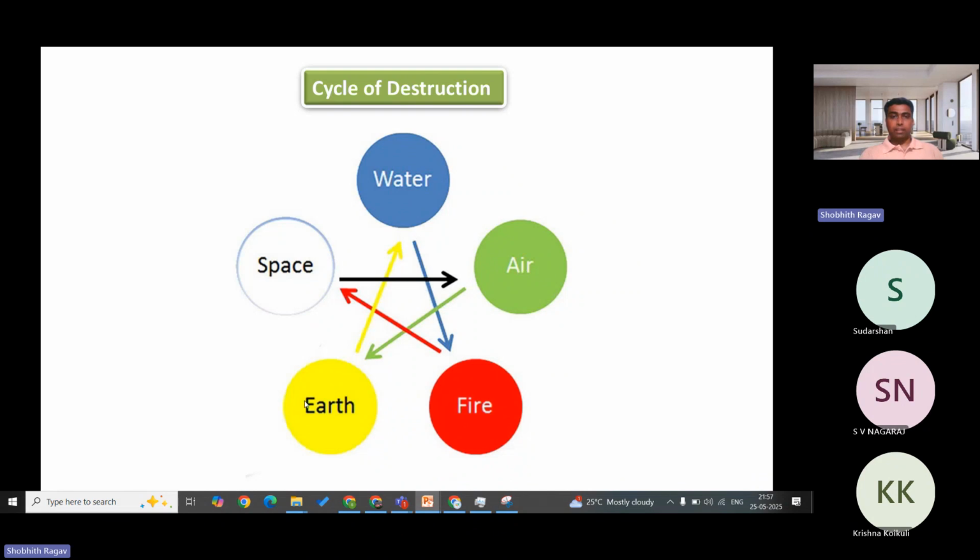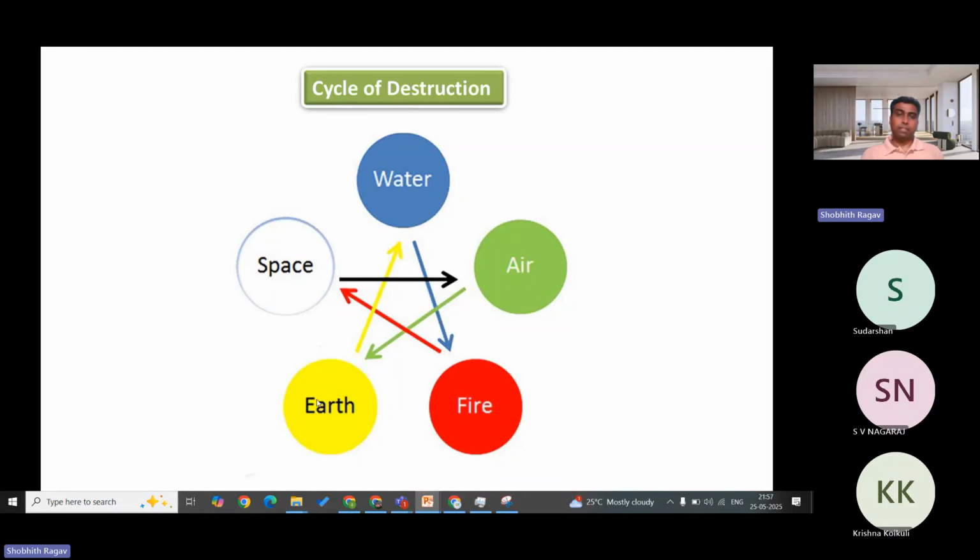Similarly, air can extinguish or destroy the earth element. Similarly, earth can reduce the water element. What we would generally have seen is in the north. Water is the north zone. In the north zone, they would have added some storage.